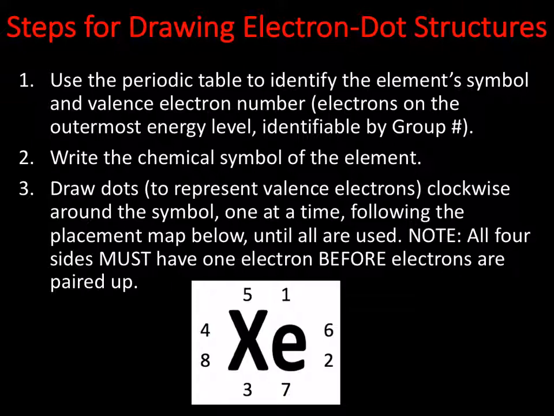Once we've obtained that information, we're going to write the chemical symbol down, and then we're going to use dots to represent the electrons, and we're going to place them clockwise in the method shown in this map. So we would start here with 1, and then we place 2, and then we go to 3, and then 4, because it's very important that all 4 sides have 1 electron before we pair them up. If we do it in this manner, then we will follow that rule. And then we would go to 5, 6, 7, and 8. We're going to keep placing them until we run out of valence electrons. So let's practice.